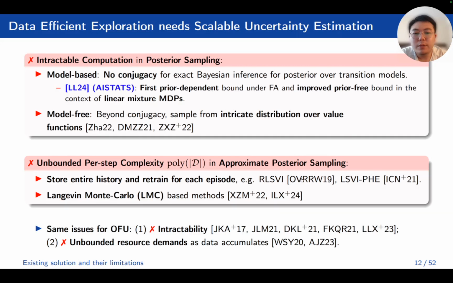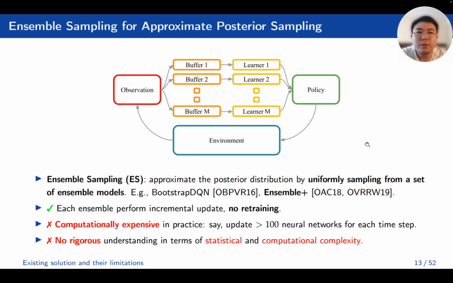And for some approximate ways to do posterior sampling, their algorithms, for example, randomized least square value iteration and Langevin-based methods, their computation complexity will grow unbounded, actually growing linearly in terms of the number of episodes or number of time steps. So it is also not acceptable for bounded resources in the agents, right? And the same issue is observed in the optimism-based algorithms.